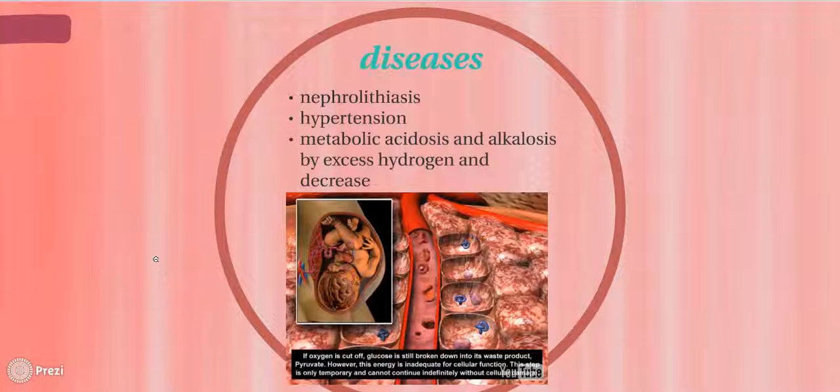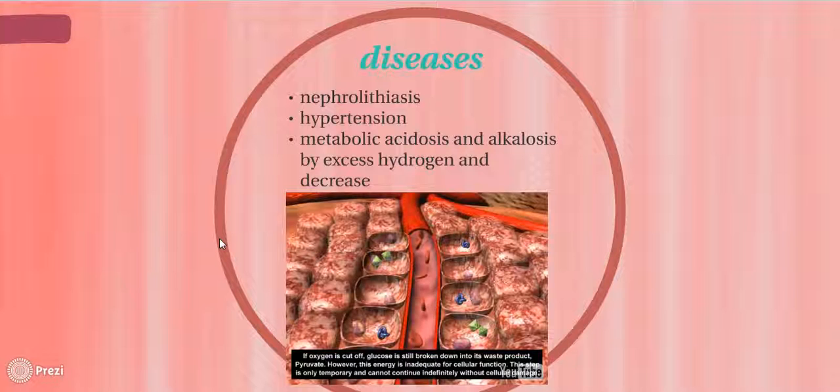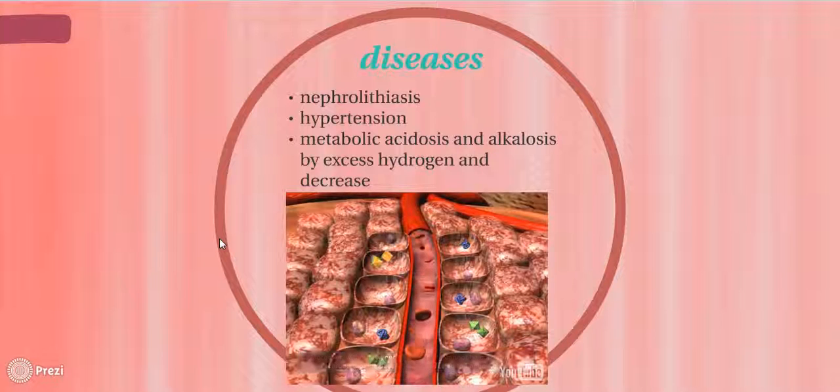If oxygen is cut off, glucose is still broken down into its waste product, pyruvate. However, this energy is inadequate for cellular function. This step is only temporary and cannot continue indefinitely without cellular damage. Moreover, without oxygen, the pyruvate cannot be converted to carbon dioxide, but rather is converted to lactic acid.